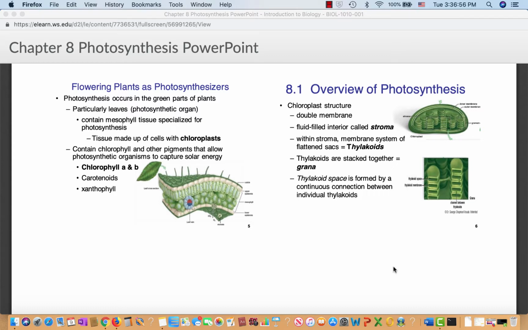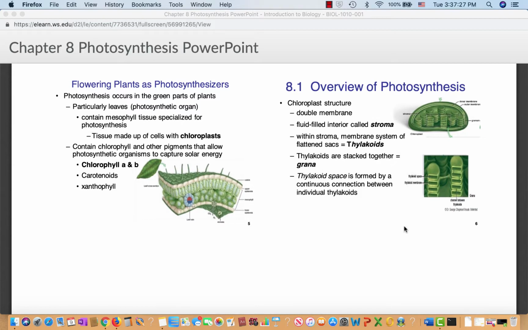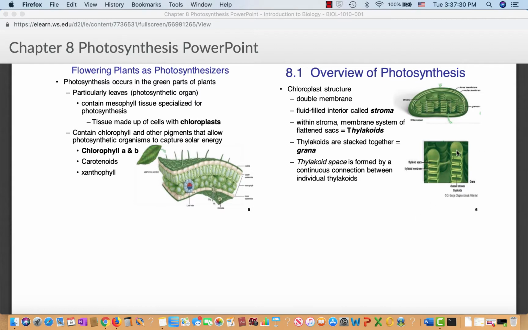So overview: photosynthesis takes place in the chloroplast. It has a nice little double membrane, again, evidence of the endosymbiosis theory, just like mitochondria. It has a fluid-filled interior called the stroma, and then you've got these stacks of thylakoids. A stack of thylakoids together is called a granum, and they are connected to each other. It's a continuous space. They've got these little tunnels in between them, so it's a fairly complicated structure.